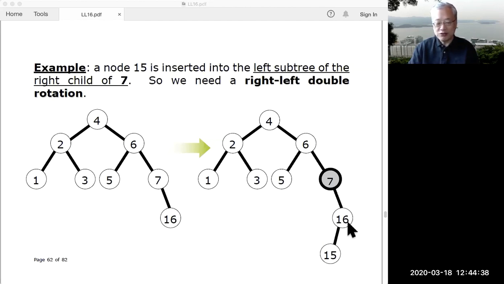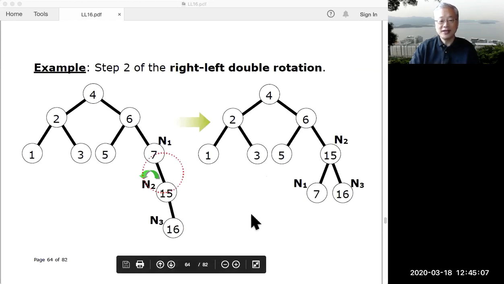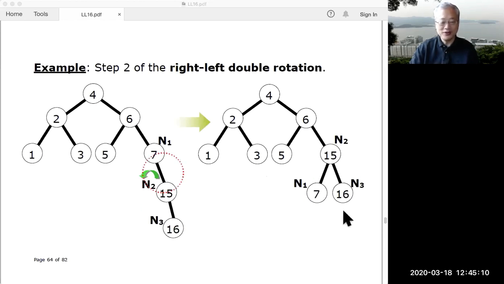Because 16 has no right subtree, and 15 has no other trees as well, 7 has no other trees. Just imagine if 7 had a non-empty left subtree, then what should we do? There's nothing we can do. We can really do the rotation only. So always do rotations. That's the left-right double rotation. After that, we come to this point and everything is fine. Any questions about the left-right, or right-left, double rotation?